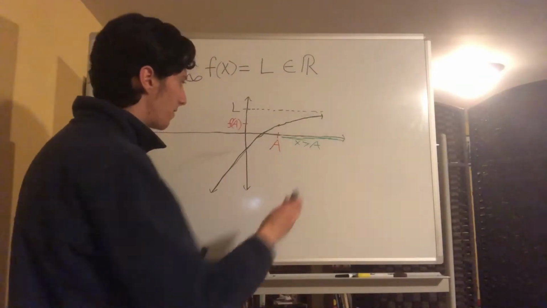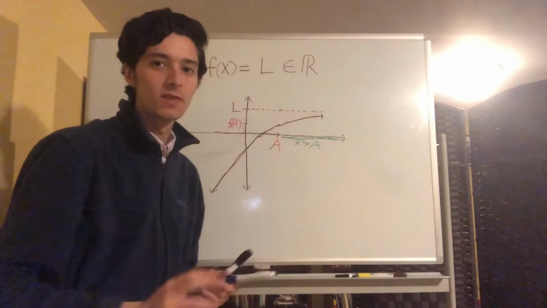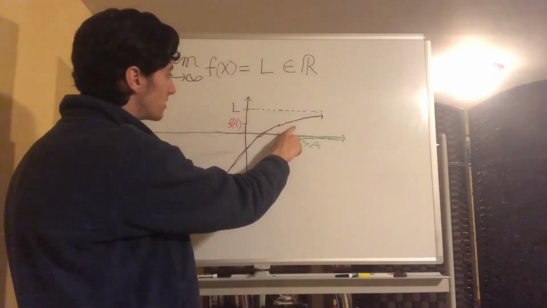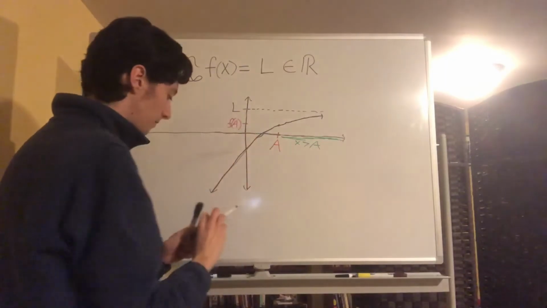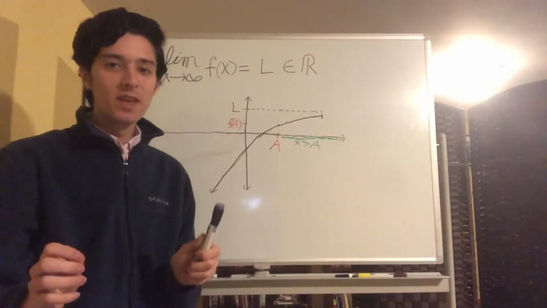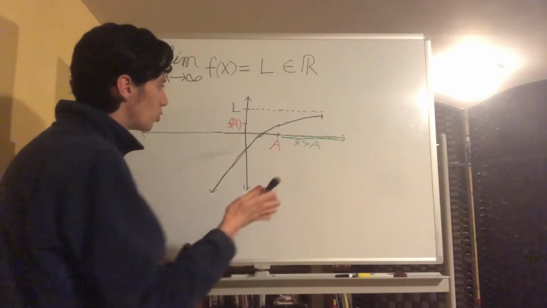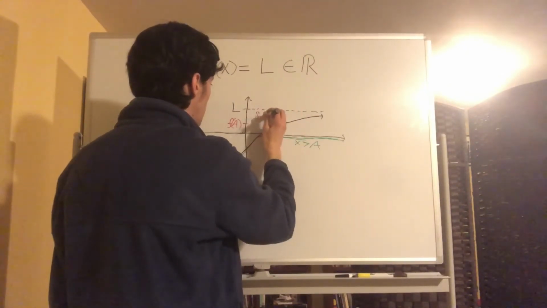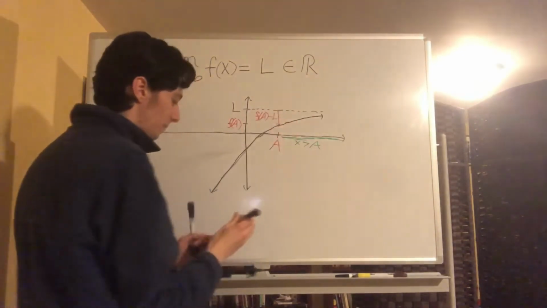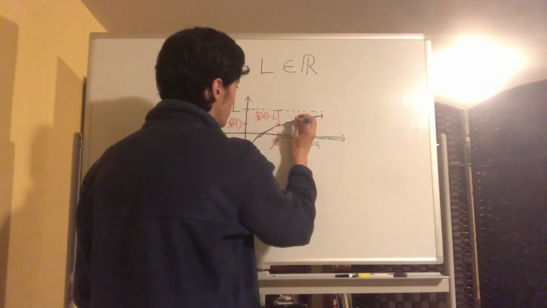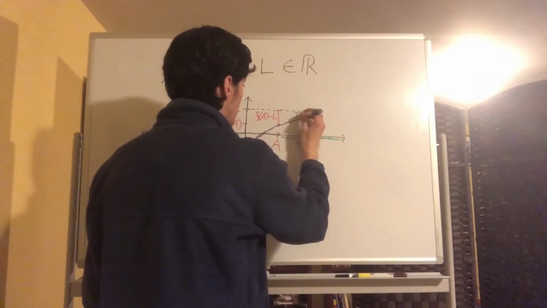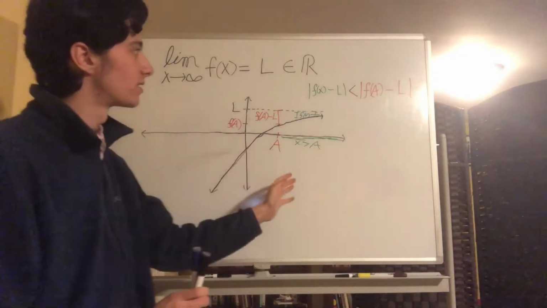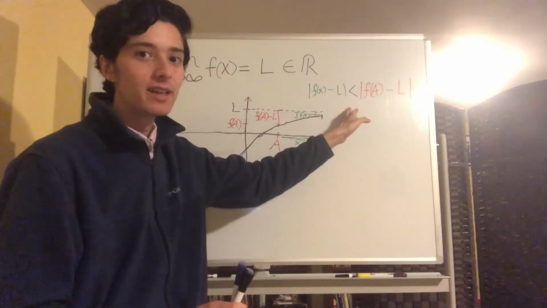So what we see is that our f of x is any of these points on here, and we see that f of x is getting closer to L. So again, if you want to think about that by quantifying the distances, we look at this distance, where this distance is f of A minus L. And then this distance here is the corresponding f of x minus L. So we see, in this specific case, f of x minus L is less than f of A minus L.